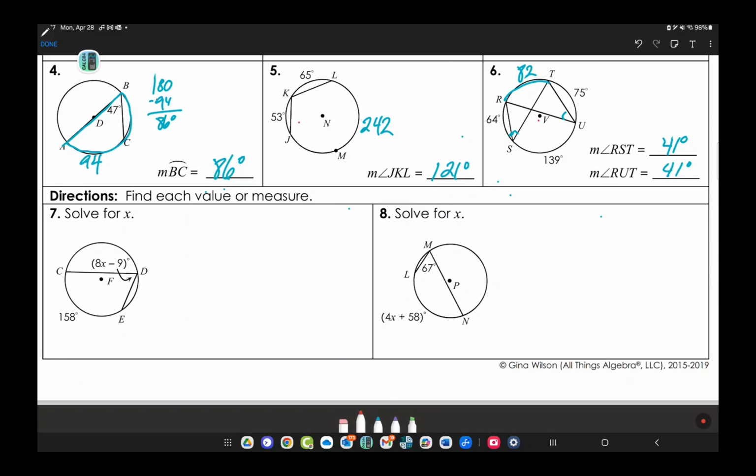As always, a little bit of algebra involved. Since we know that the inscribed angle is equal to half the arc, we could either halve the arc or double the angle. It's really up to you how you want to do that. If your arc is even, it is easier just to divide your arc by 2. So 8x minus 9 is equal to 79. Add 9 over. 8x equals 88, which means x is 11.